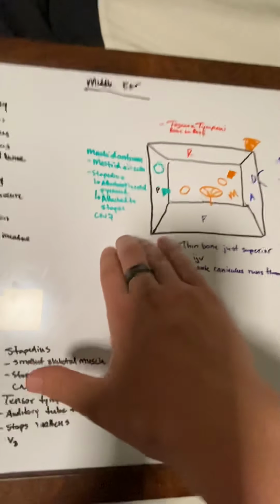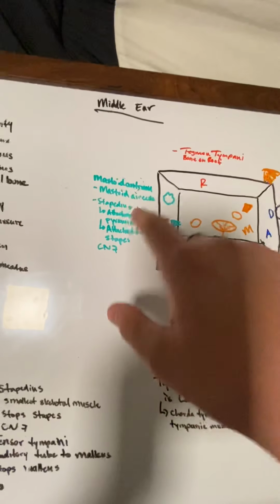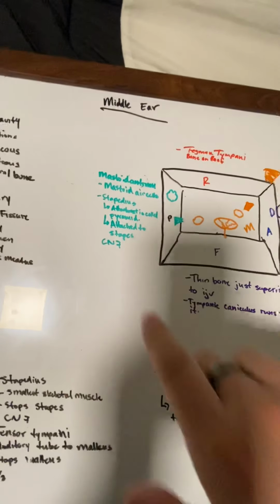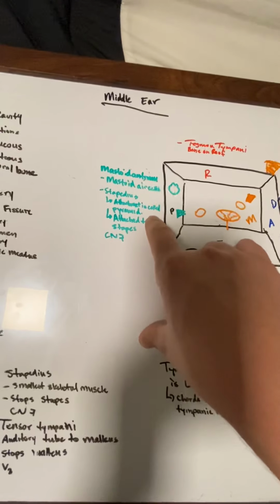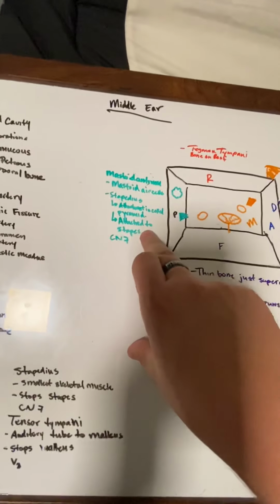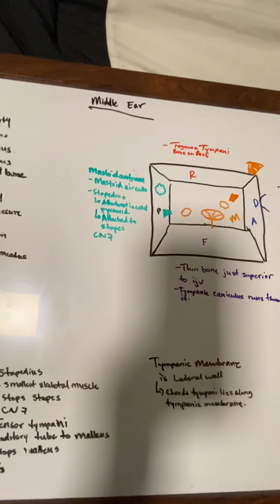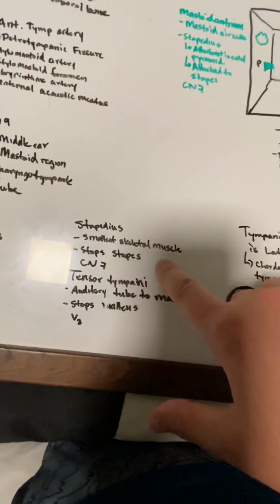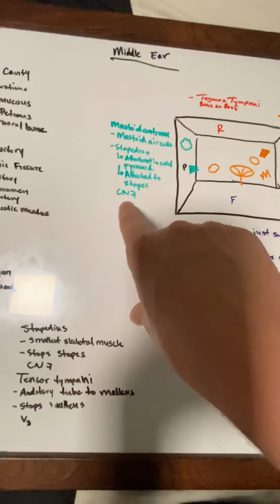Okay, let's go posterior. So we have the mastoid antrum, which is right here, and it links up to the mastoid air cells. And then we have the stapedius muscle right here, and its attachment is called the pyramid, something like that. This muscle attaches to the stapes. And like we said down here, the stapedius stops the stapes, which is important. Then we have the cranial nerve 7 again.